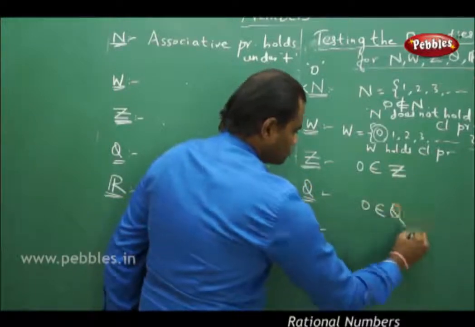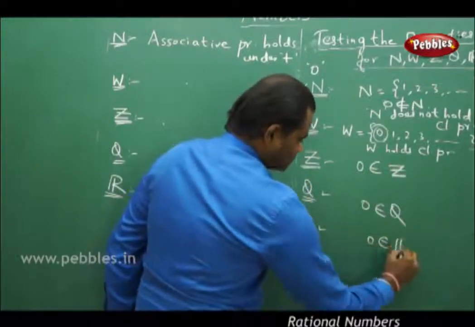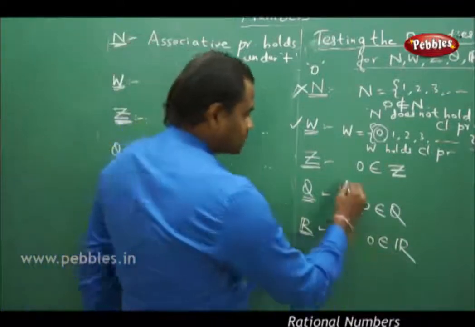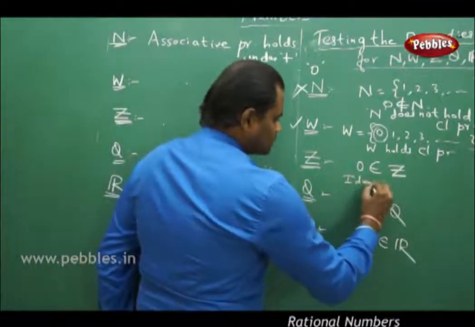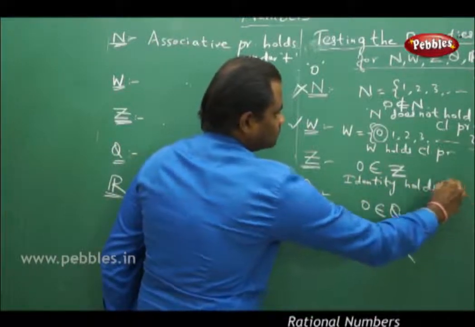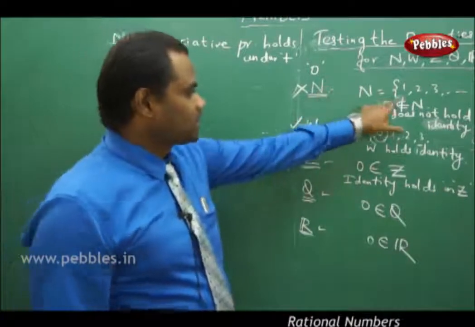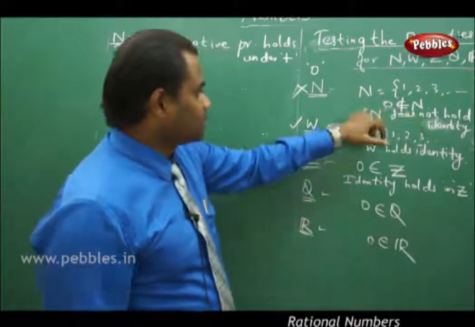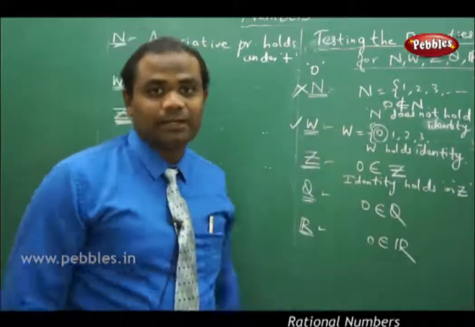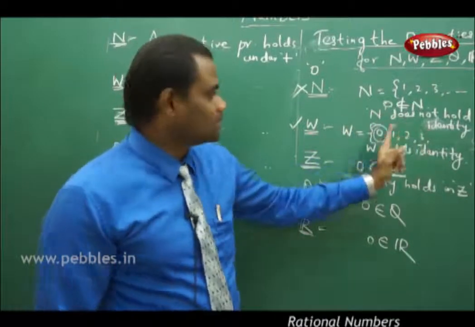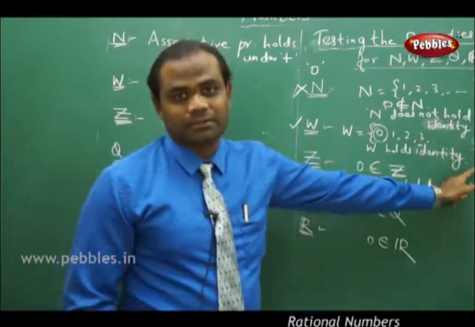0 also belongs to Q. 0 also belongs to R. So these three are identified under existence of identity. So identity holds. So in case of natural numbers, the numbers start from 1, 2, 3 till infinity, and I identify that 0 is the additive identity in general case. But since 0 does not belong to natural numbers, N does not hold identity.